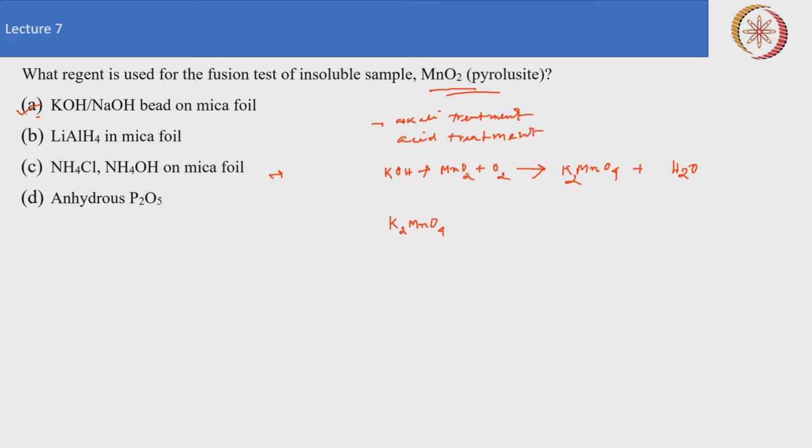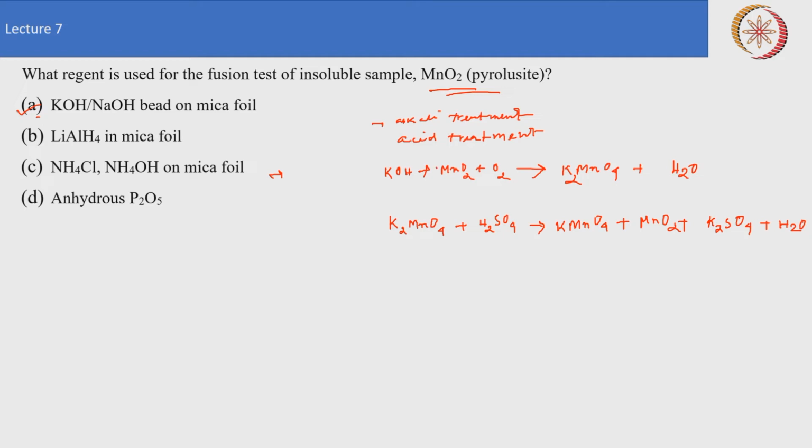Okay, so this one is further oxidized, and after that if you treat with acid, what will happen? With acid treatment, it will form KMnO4 plus manganese oxide plus, since sulfate is there, K2SO4 plus H2O.